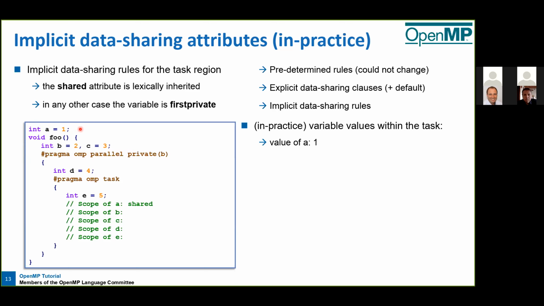Now let's take a look at B and C. B and C are declared within the function, so these are not static variables. They are declared before the parallel region.